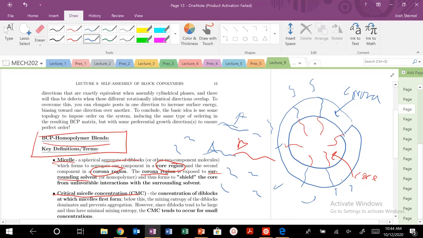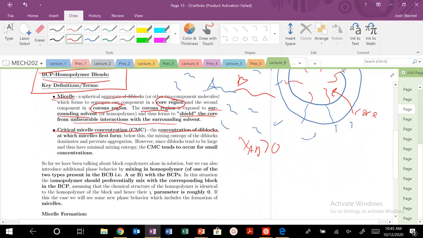Why do the A and B self-assemble like this? Well, we know that chi AB is greater than 0, and we know that chi AA is equal to 0. So our A block wants to interact with the other homopolymer A, and our B block does not want to interact with that solvent whatsoever. So the corona shields the core from these unfavorable interactions. And there's going to be a specific concentration of diblocks where micelles will start to form.